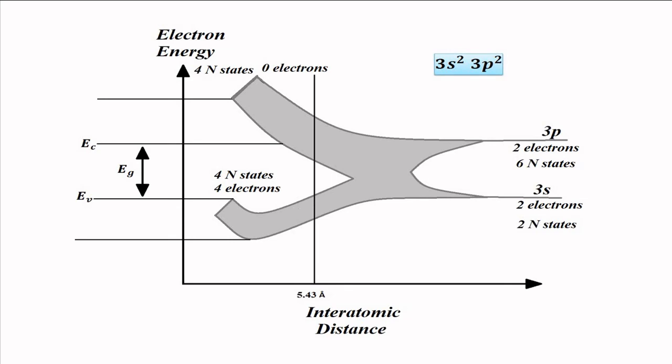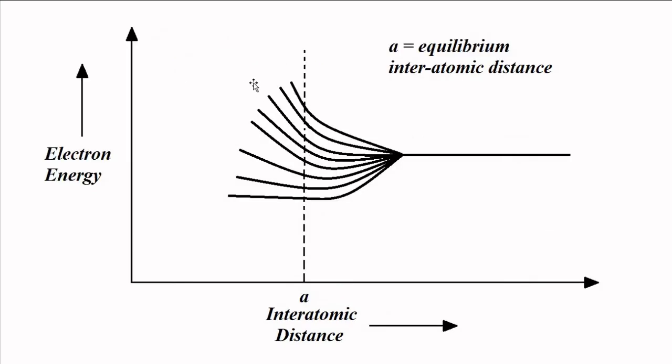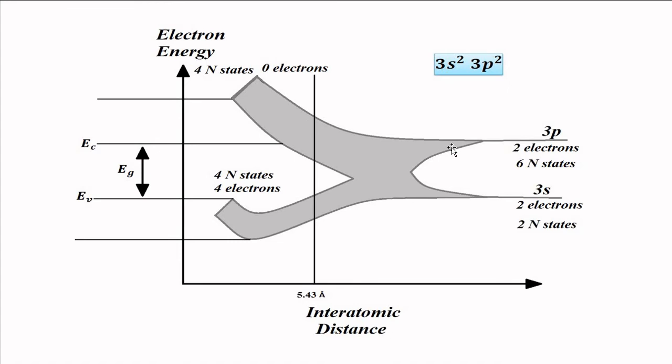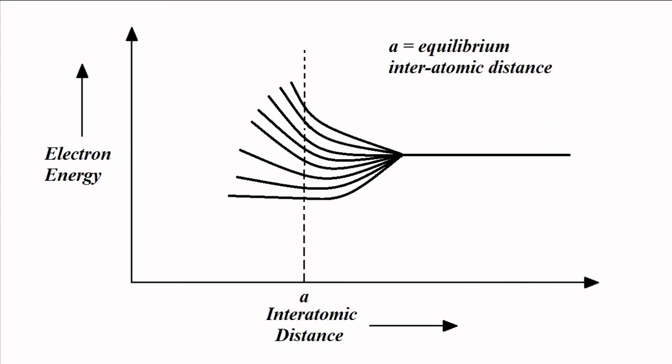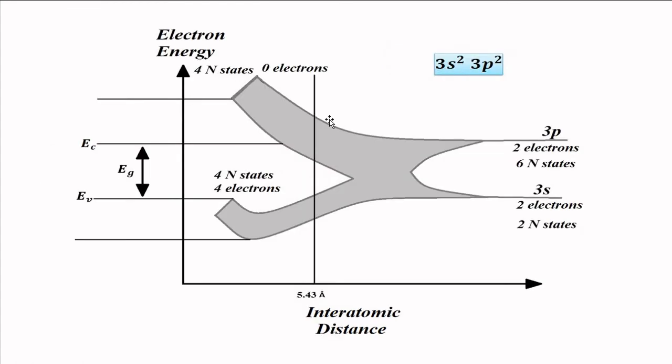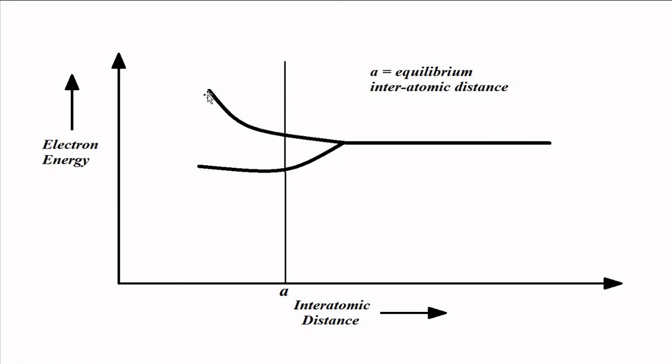Here we are talking about single thin lines, but here it is drawn in the form of bands. I said previously that isolated atoms will have fixed energy levels which can be represented as lines. But in an actual material, because of their interaction with other atoms, they will occupy a range of energies. So it will be in the form of bands, not simple lines.